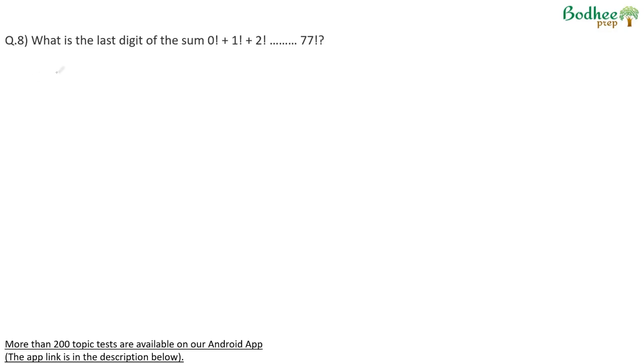0 factorial ends in 1. 1 factorial ends in 1. 2 factorial ends in 2. 3 factorial is 6. 4 factorial is 24. 5 factorial is 120.